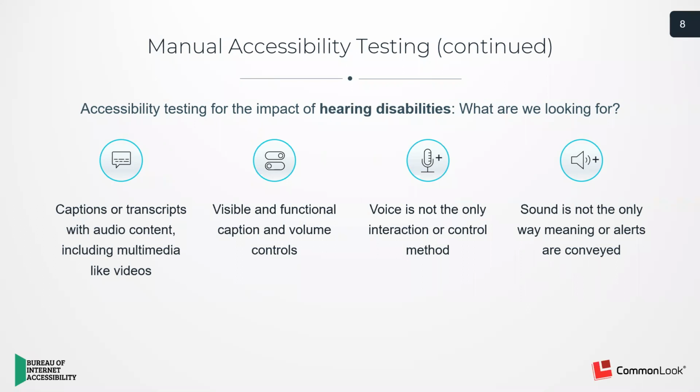Hearing disabilities. What are we looking for here? Captions or transcripts with audio content, including multimedia like videos, visible and functional caption and volume control. You have to make sure that voice is not the only interaction or control method, and that sound is not the only way alerts are conveyed.